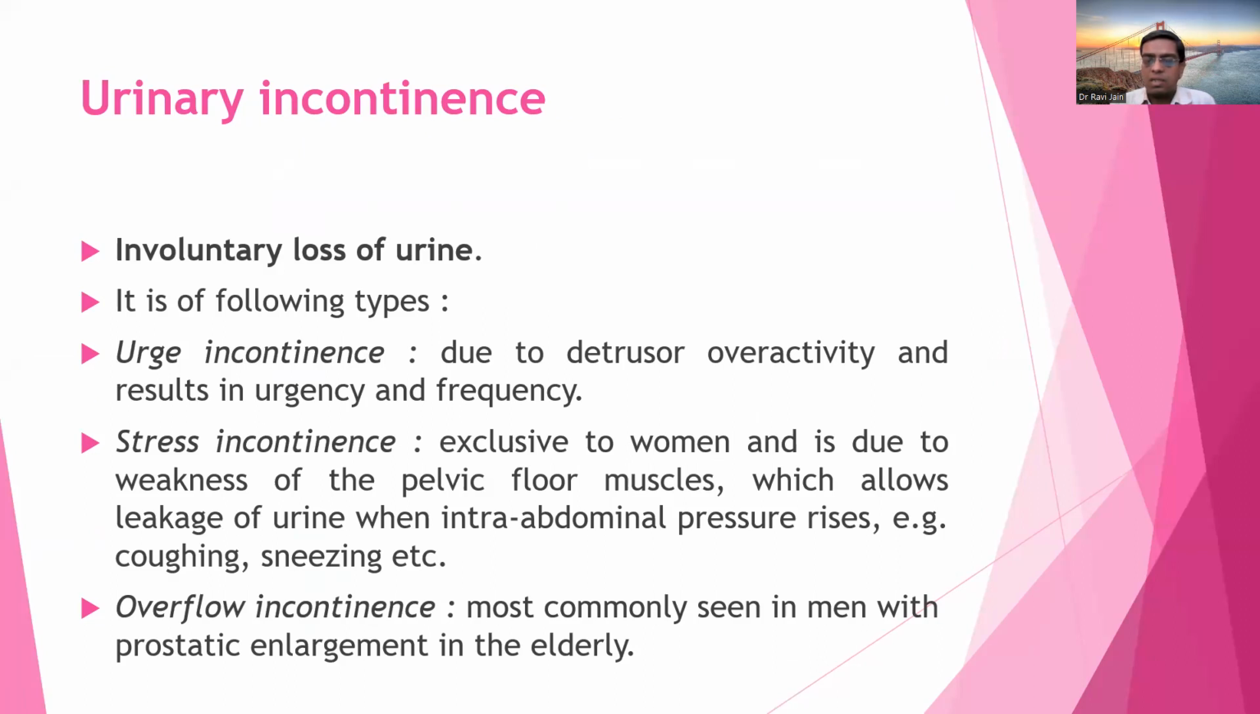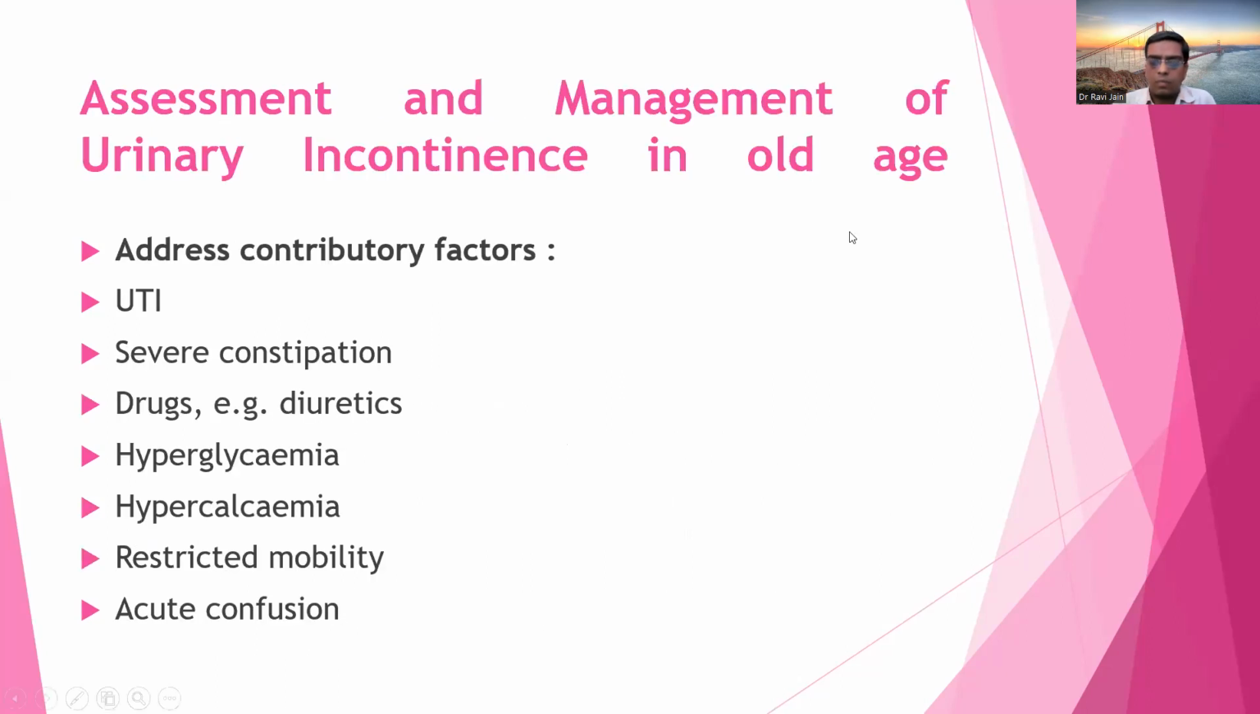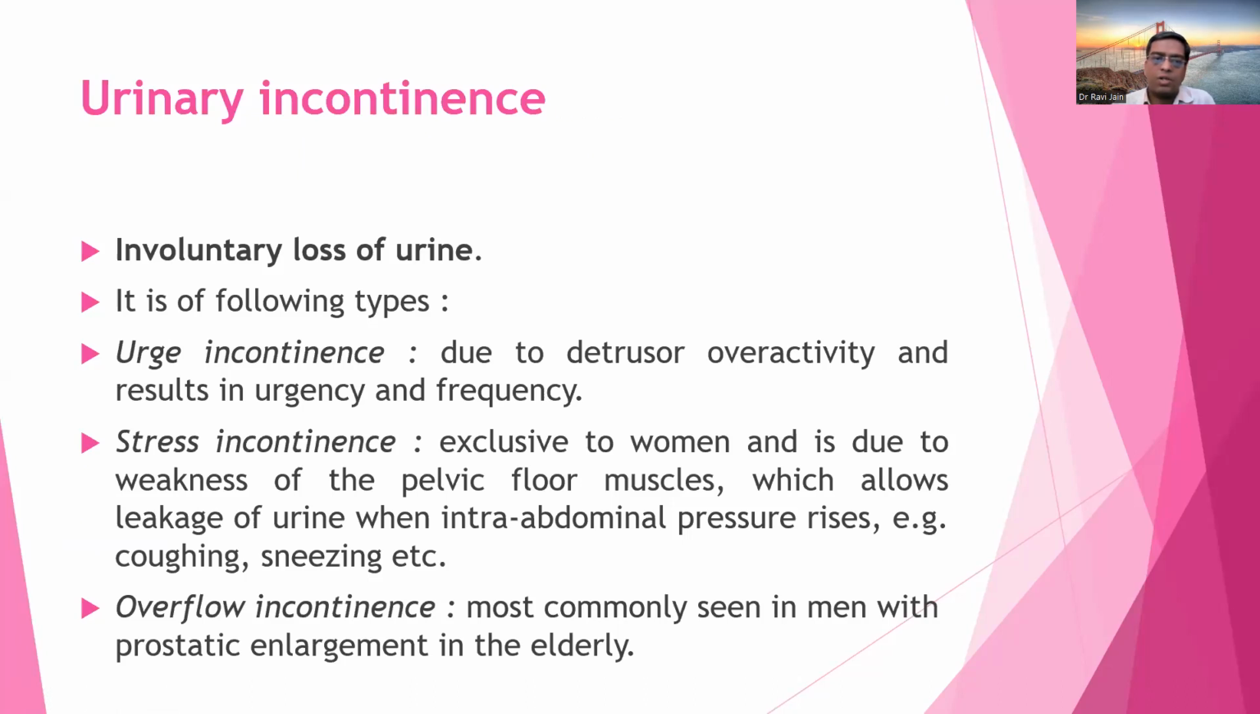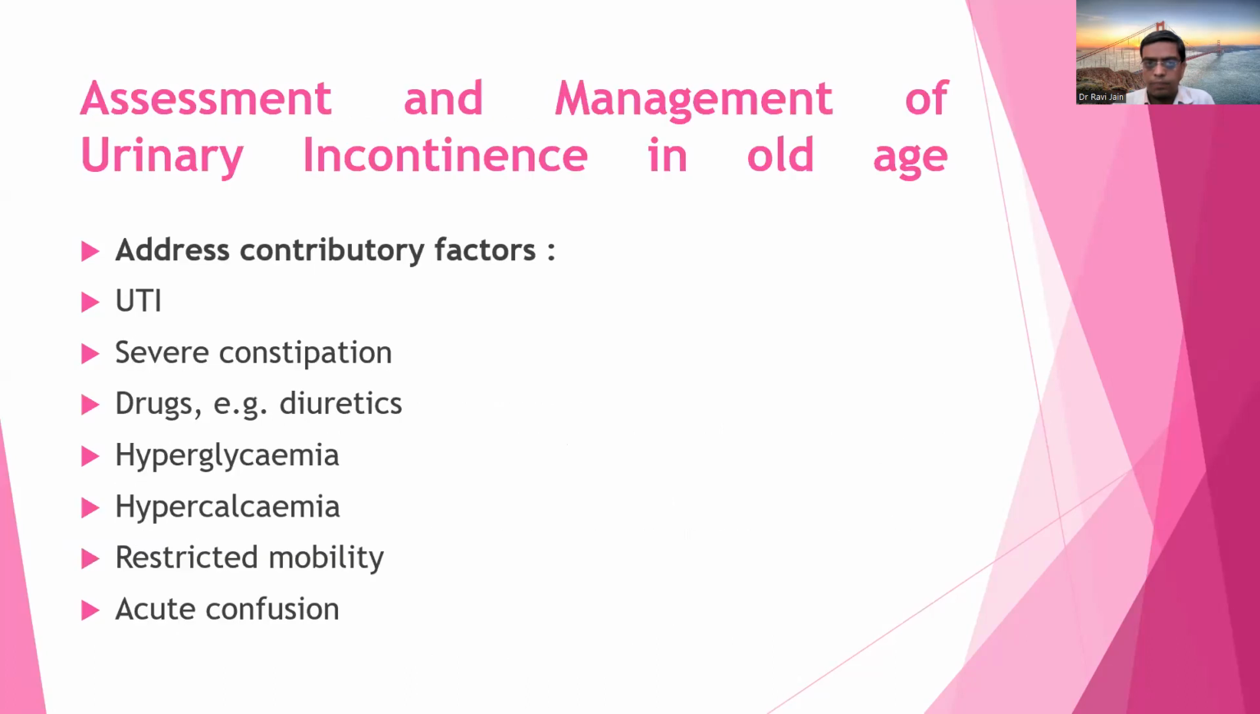Stress incontinence is exclusively seen in women and is due to weakness of the pelvic floor muscles, which allows leakage of urine when intra-abdominal pressure rises, for example by coughing, sneezing, etc. Overflow incontinence is most commonly seen in elderly men with prostatic enlargement. So we have three types of involuntary urination: urge incontinence, stress incontinence, and overflow incontinence.